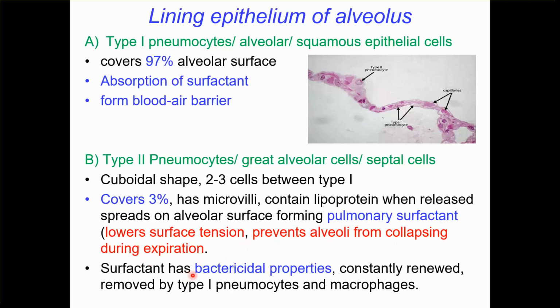The surfactant also has bactericidal properties. It's constantly renewed, removed by type 1 pneumocyte and the macrophages. So here we can see type 1 pneumocyte, which is about 97% and helps in absorption of the surfactant and forms the blood-air barrier, whereas type 2 pneumocyte is only about 3% and it forms the pulmonary surfactant. It also has bactericidal properties.